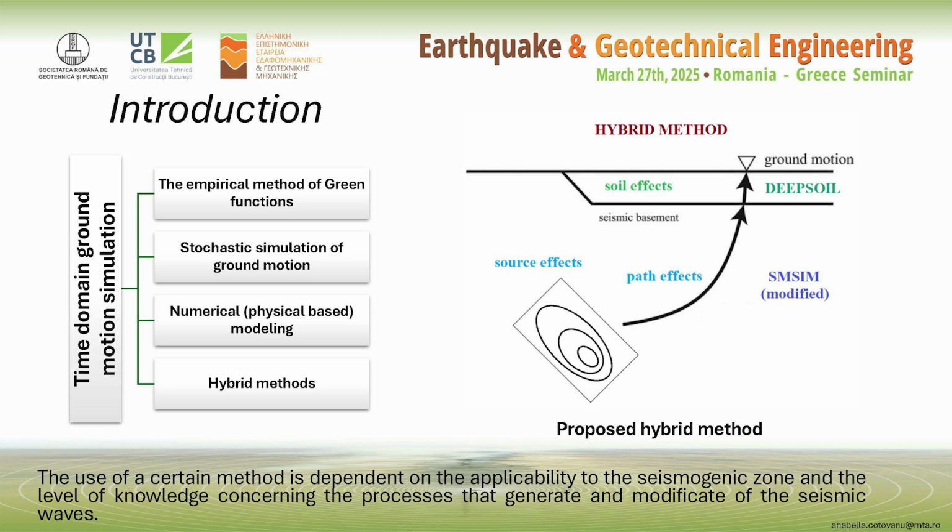As we can see here, we can simulate ground motions with 4 methods. The best method that can simulate the uniqueness of the Vrancea source and of the Vrancea exposed area is a hybrid method, where the source, the site and the path effects are introduced to a stochastic method of Boore, the SMSIM modified method for Vrancea, and the soil effects are introduced to a numerical method from DEEPSOIL.